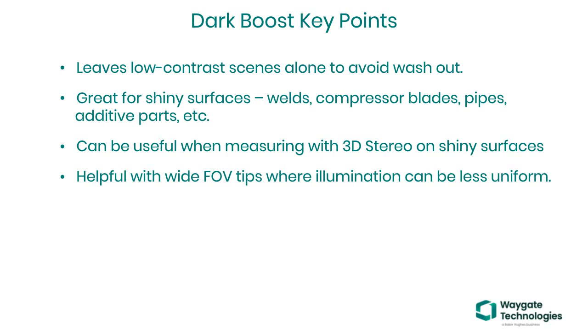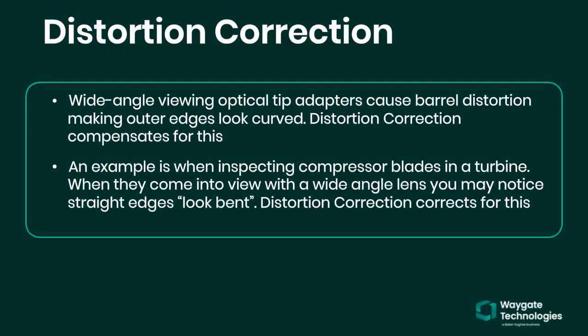Now I'd like to talk to you about distortion correction. Barrel distortion occurs when using wide-angle tip optics. This makes outside edges look curved. Distortion correction can compensate for this. Let's take a look at an example of this on a turbine blade.